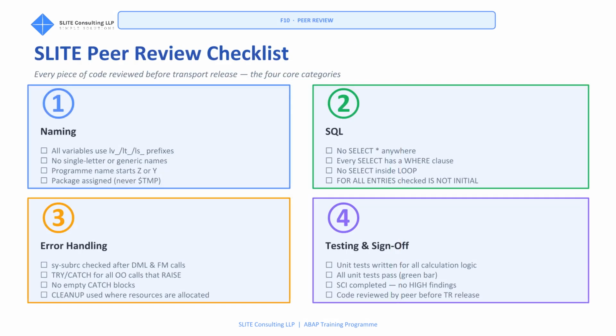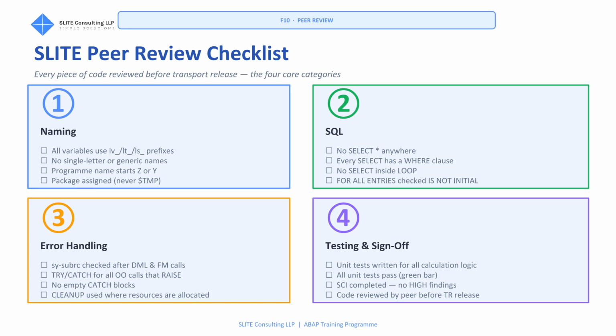The SLIGHT peer review checklist condenses everything F10 has covered into the 4 categories every reviewer signs off on before a transport is released. Naming, variable prefixes, LV_, LT_, LS_, LC_ and globals. Z or Y on every repository object, package assigned, never $TMP.